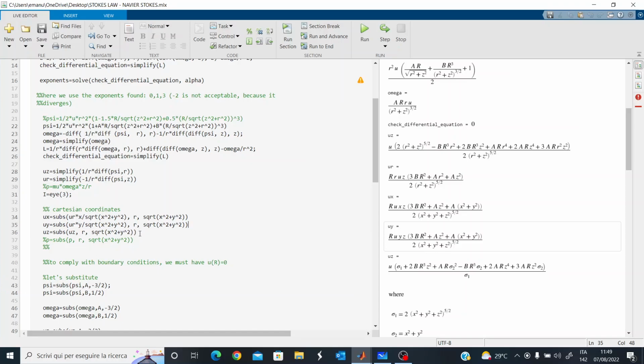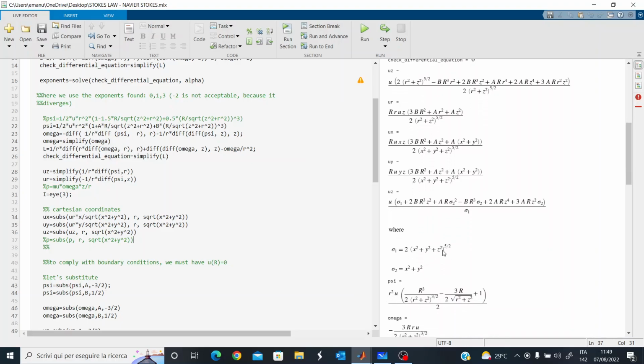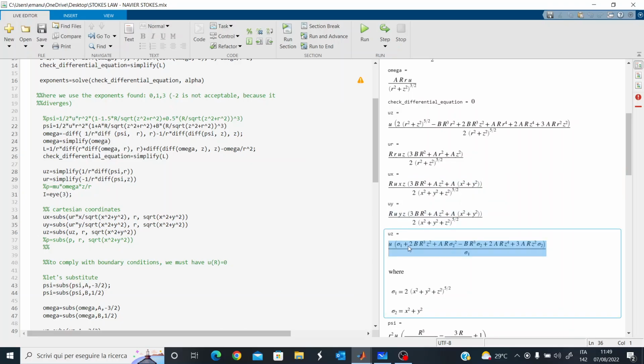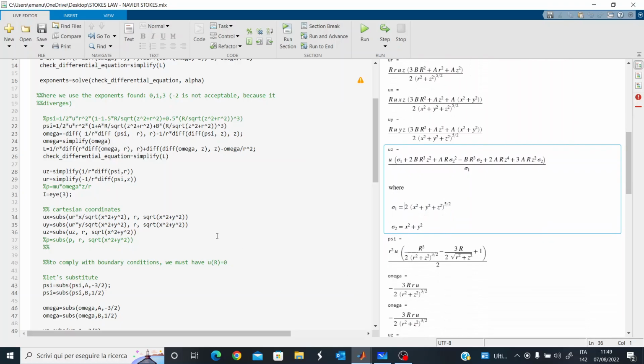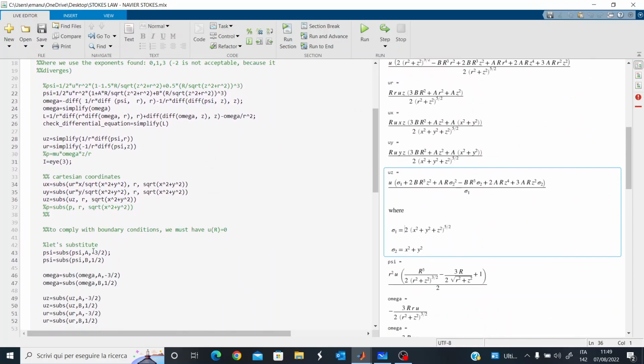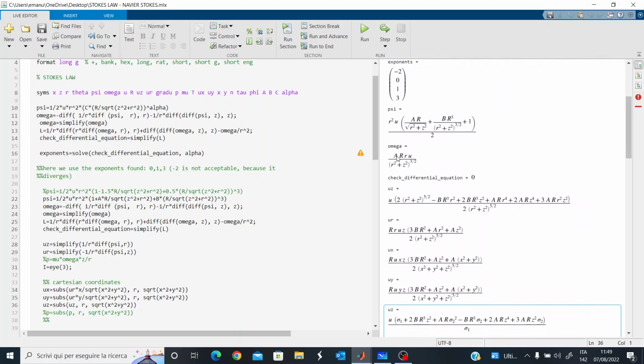And then you have uz. uz is simply equal to uz, but I have substituted in place of r, x squared plus y squared. Okay, and here you should see, this is ux, then you get uy, and then you get uz, where sigma 1, sigma 2 are these coefficients. They are defined by Matlab. And then I can also rewrite psi. I have to rewrite psi with the values for the constants a and b.